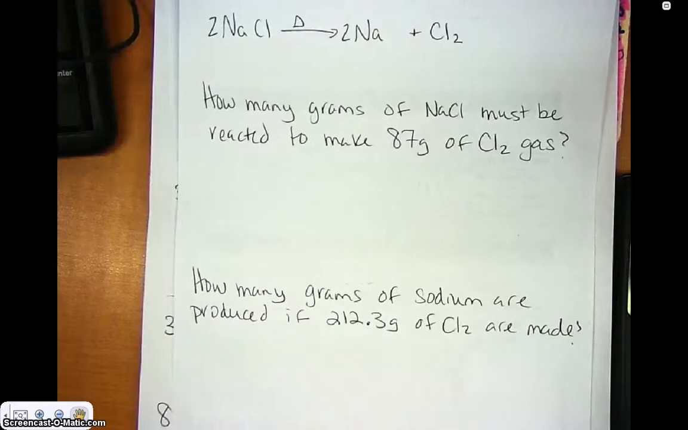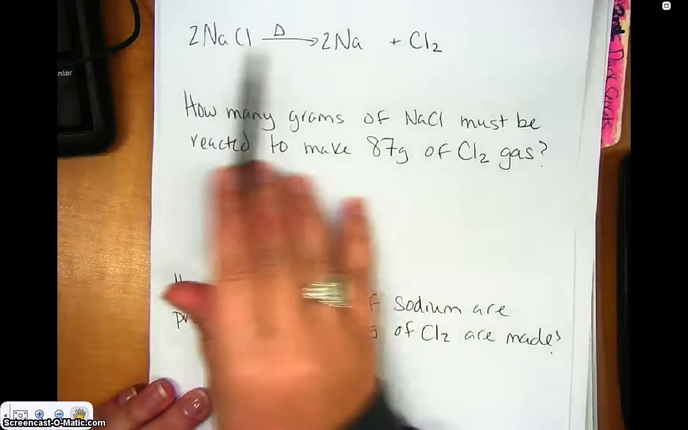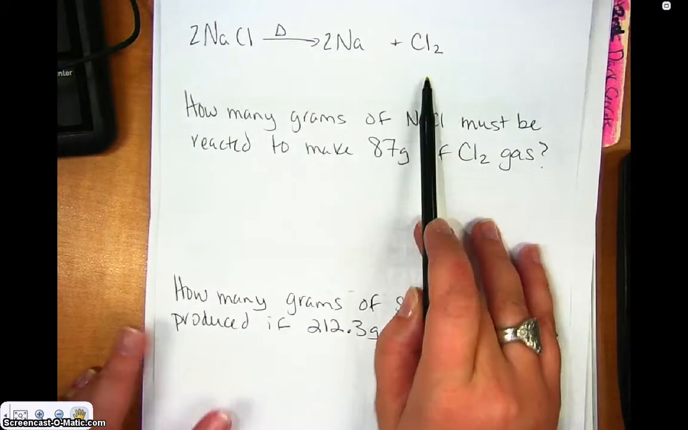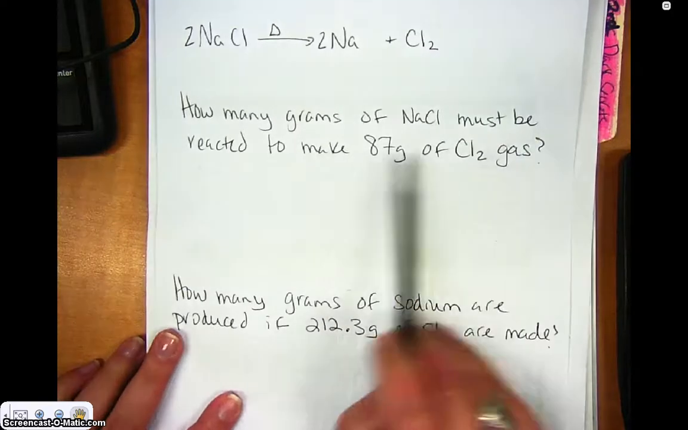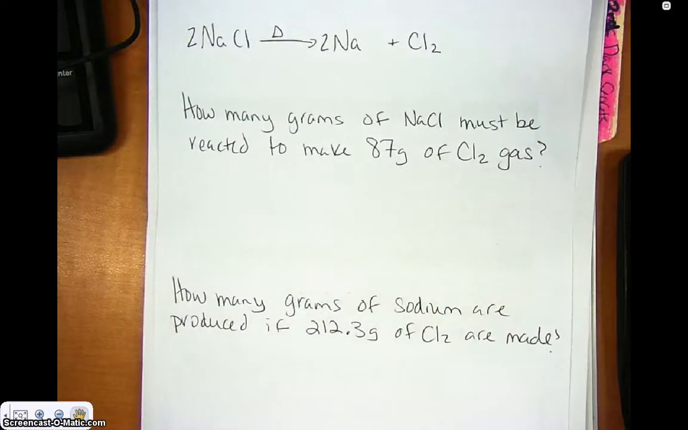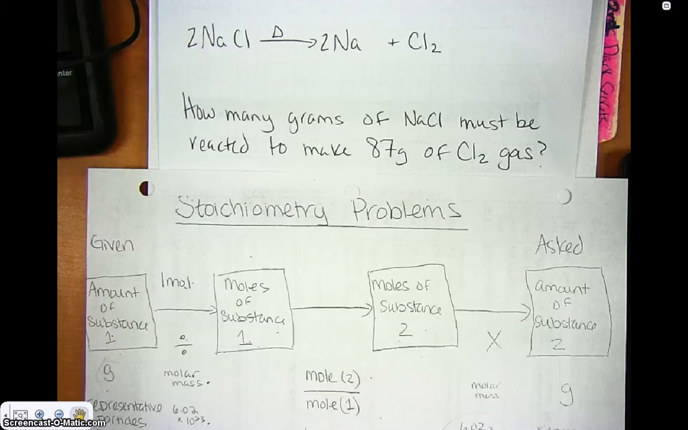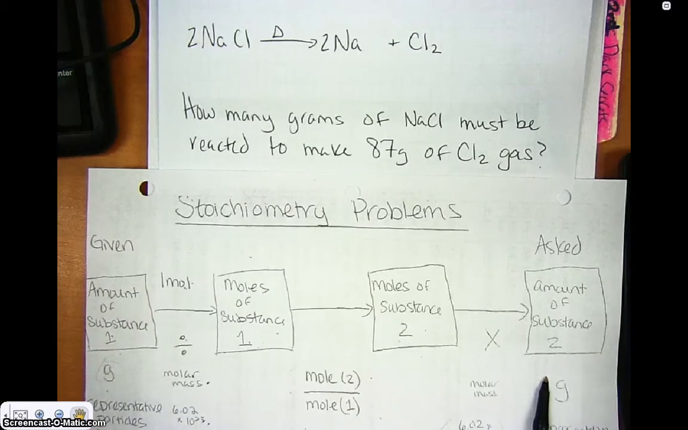Alright, for this video we're going to do some grams to grams problems. So given this balanced equation where sodium chloride breaks down into sodium and chlorine gas, how many grams of sodium chloride must be reacted to make 87 grams of chlorine gas? If we look at my cheat sheet here, we're given grams and we're trying to find grams.